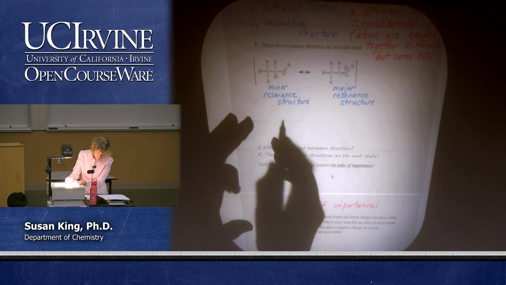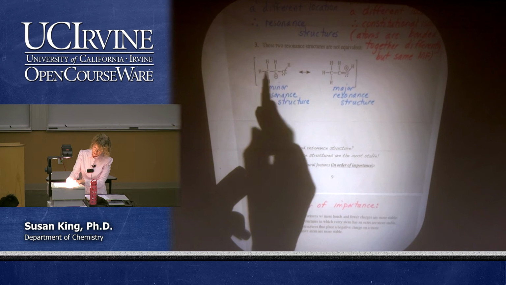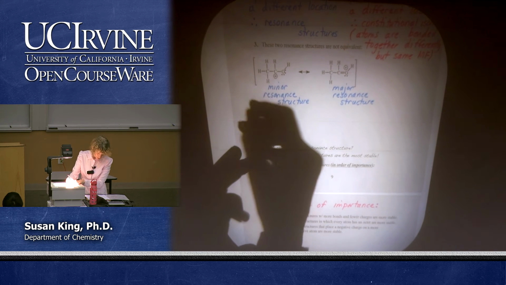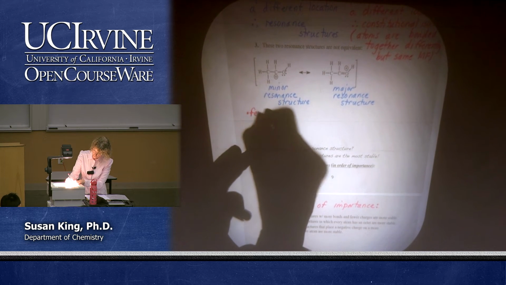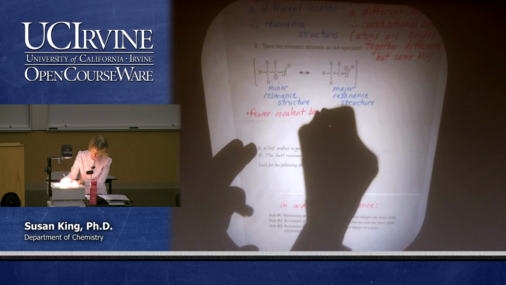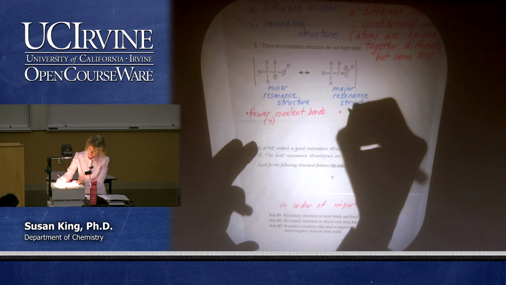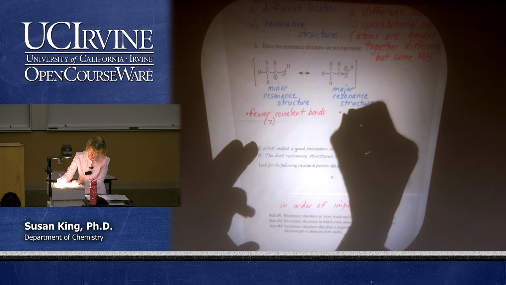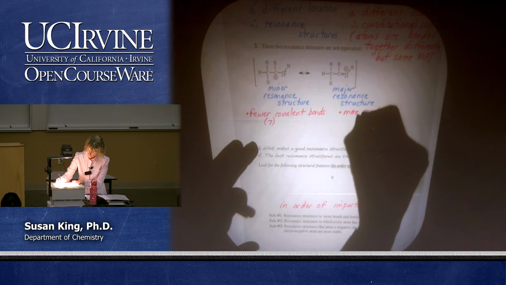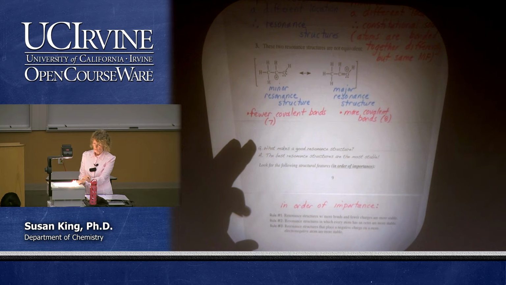So over here we have fewer covalent bonds. You see how we have an extra covalent bond here? More bonds and fewer charges. So fewer covalent bonds, that's rule number 1. Here we have 7. Over here we have more covalent bonds. Here we have 8 covalent bonds.